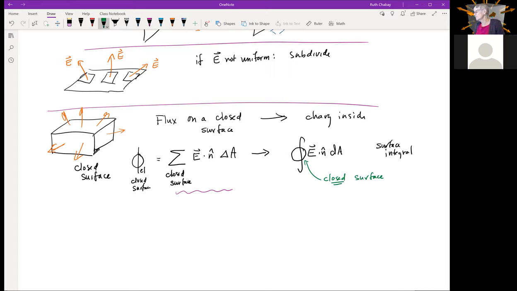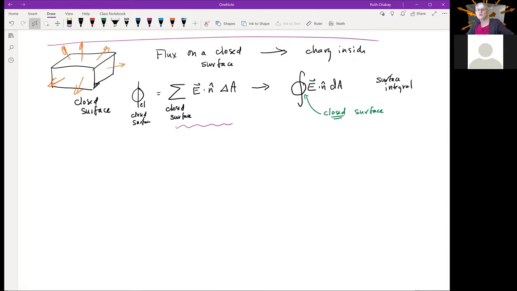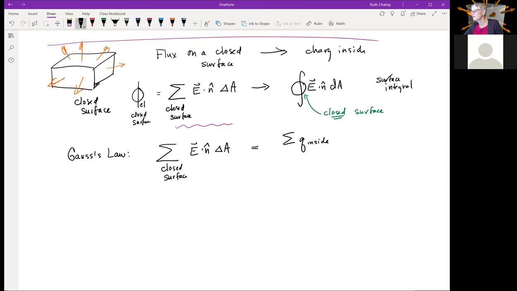So where we want to get to is that this flux on a closed surface is related to the charge inside. And so what we're going to end up with is a formulation called Gauss's law, which says that the flux, the sum of the flux over a closed surface, is equal to, if we add up all the charge inside the surface, times some proportionality constant. Some constant, we'll call it K for now.